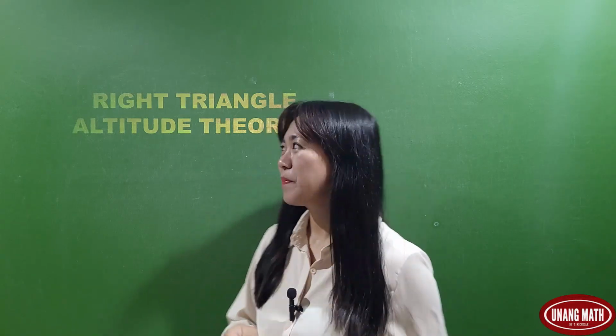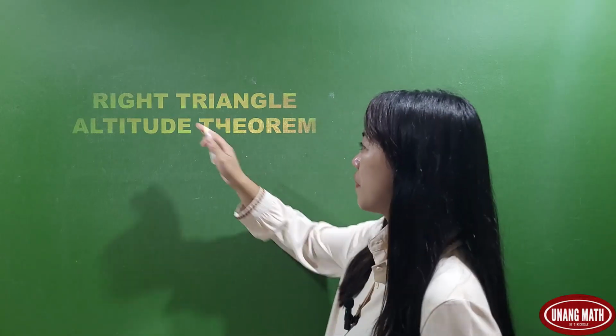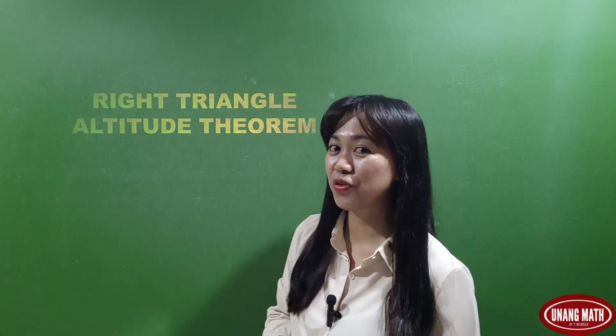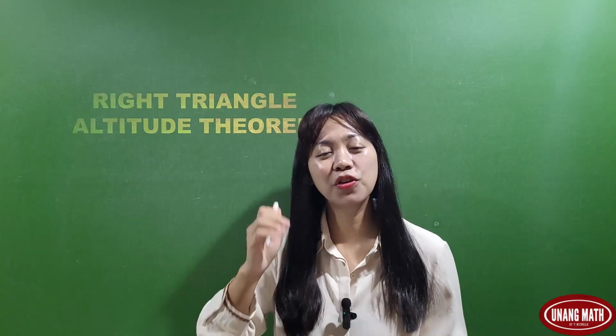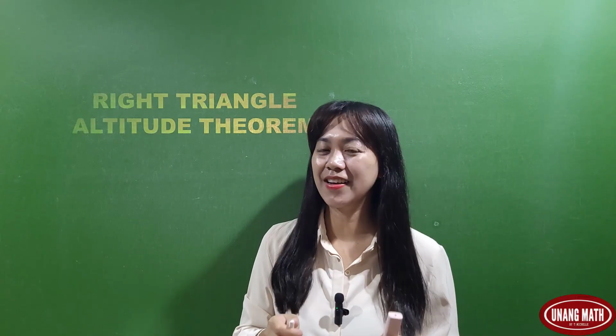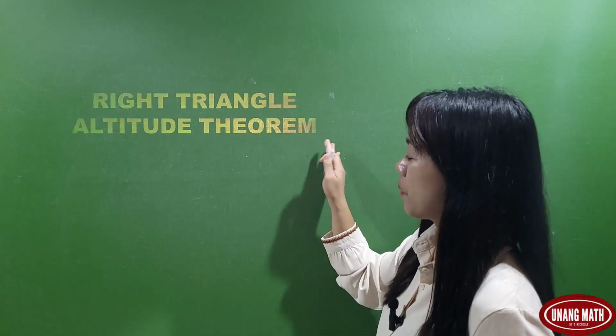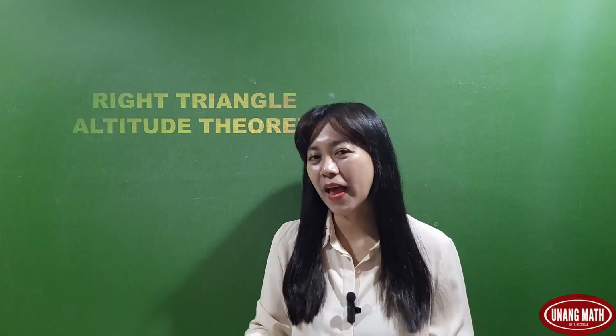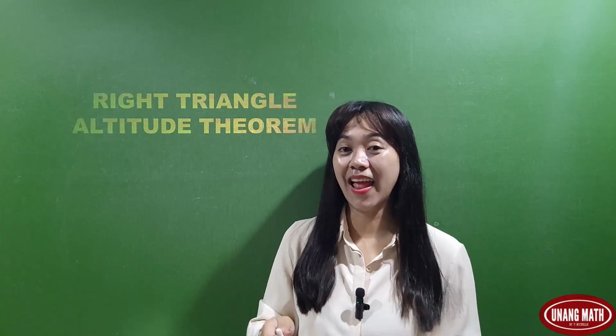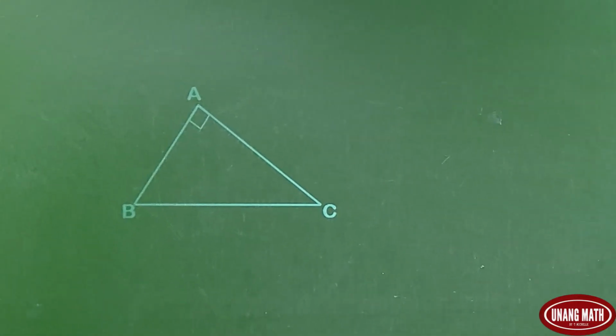In this episode, I will be discussing this lesson about the right triangle altitude theorem. Altitude is the straight line drawn from the right angle down to the hypotenuse of a right triangle. In other words, this is the height of the right triangle. In this episode, I will be discussing the 4 theorems that would help us in finding the side length of a right triangle. Let's start with the first theorem.